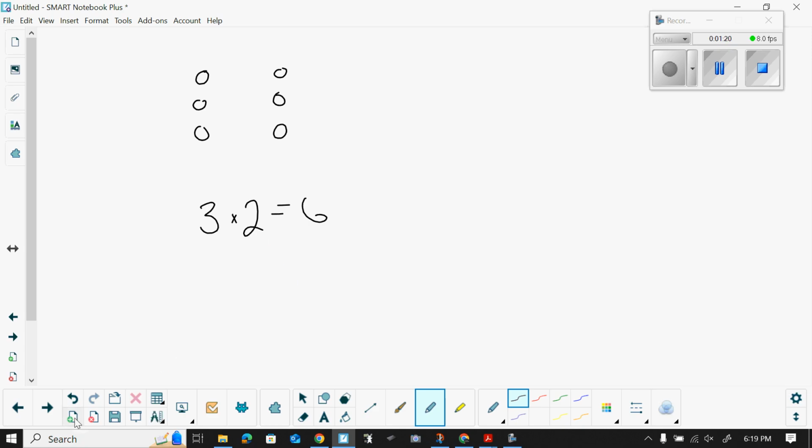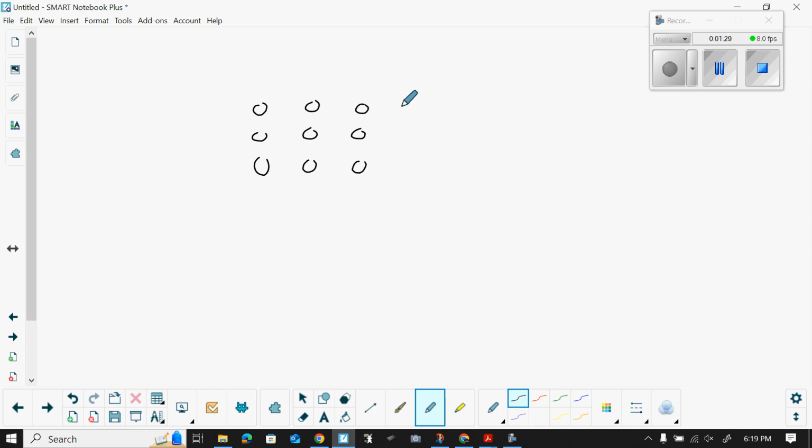How does division work? Well, division, let's do this first. Let's put some circles up here. Okay, now how many circles do you see there? Can you count them up for me? 12 circles. Okay, so there's 12 circles.